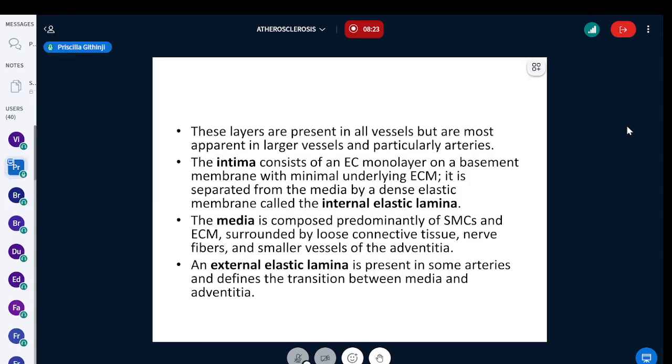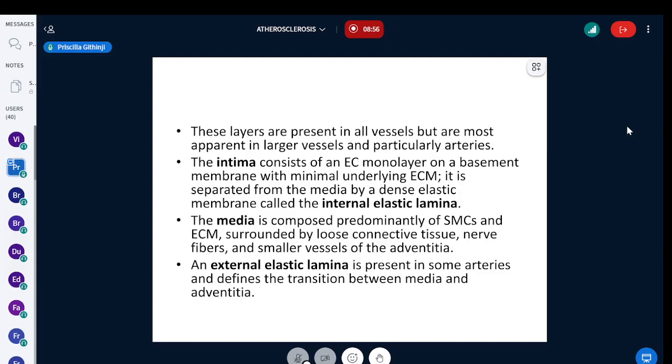These layers are present in all vessels, but are most apparent in larger vessels and particularly in arteries. The intima usually consists of your endothelial cell monolayer on a basement membrane with minimal underlying extracellular matrix, and it is separated from the media by a dense elastic membrane called the internal elastic lamina, which I've said separates the intima from the media.